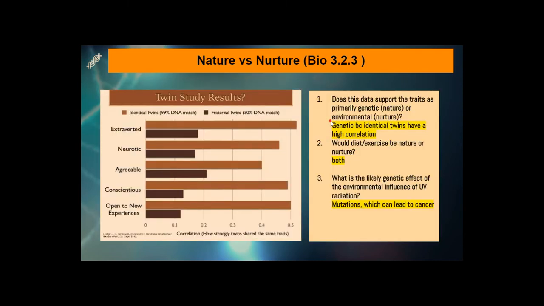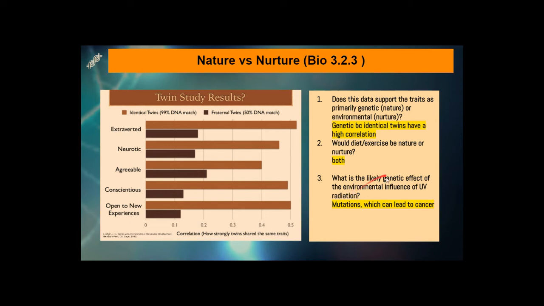Nature versus nurture. So this shows that a lot of traits are genetic because if you're an identical twin, you have a higher correlation, meaning you are more likely to have the same trait than if you are a fraternal twin, which are the same as a normal brother and sister. So diet and exercise is a mix of nature and nurture. You can have good genes, but if you just eat junk all the time, then your stuff would definitely be very different.